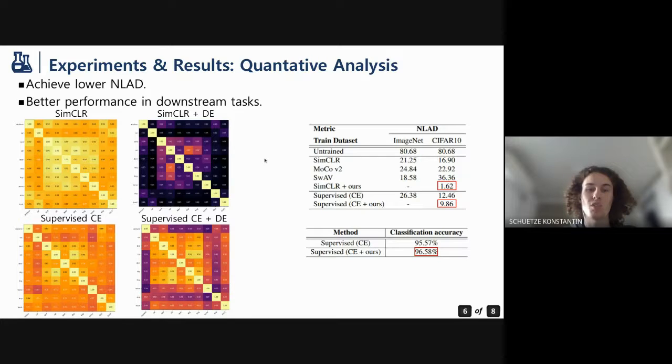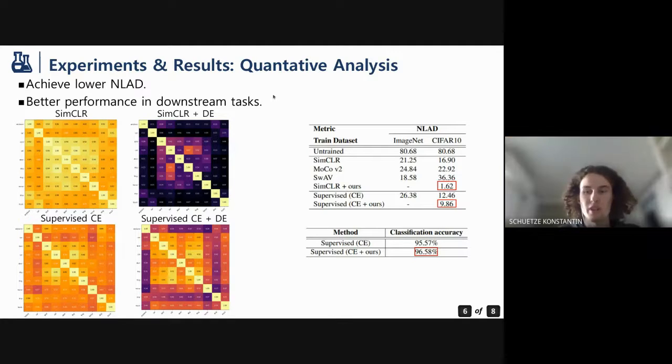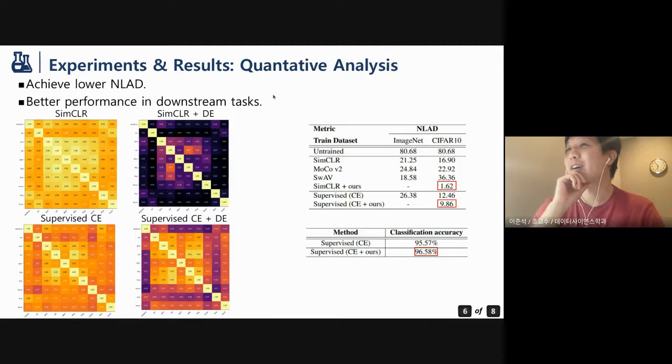And if it became 0, then all the mean representations of the classes would be orthogonal to each other, which would be the ideal state of an embedding space. Wow, this looks too good. I mean, it's much better than the supervised, right? For this metric, yes.